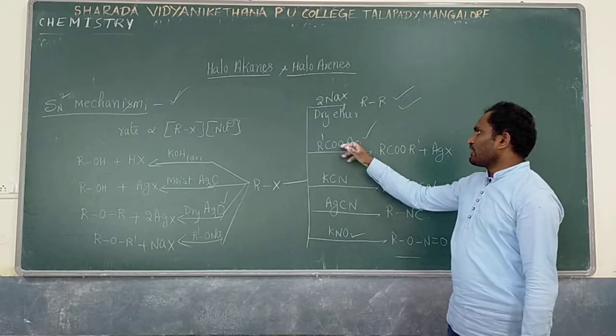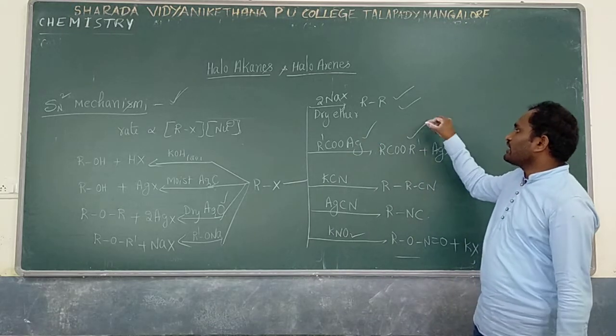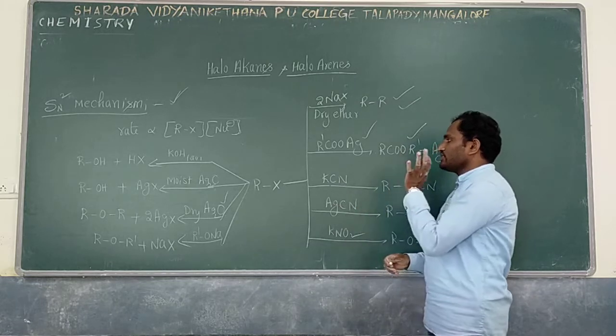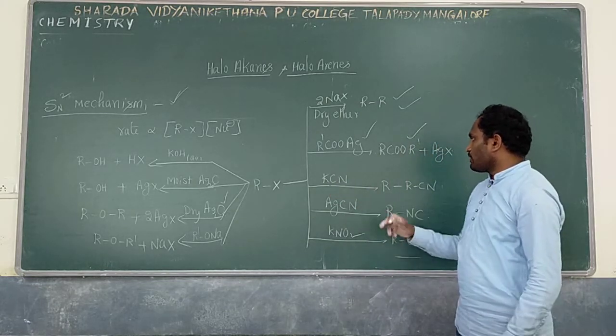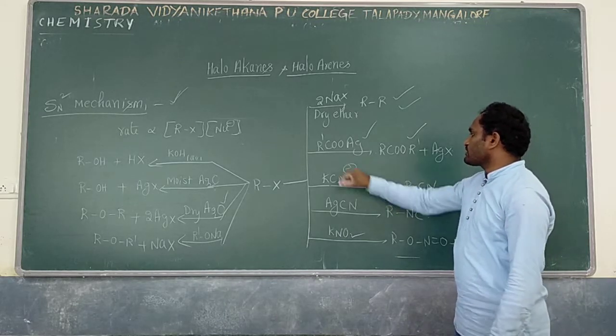RCOOAg means silver salts of carboxylic acid. From that, what do we get? Esters we get. Next one, KCN and AgCN, an important one. Here KCN is an ionic compound. So, what do we get? RCN. As it is, RCN we get.